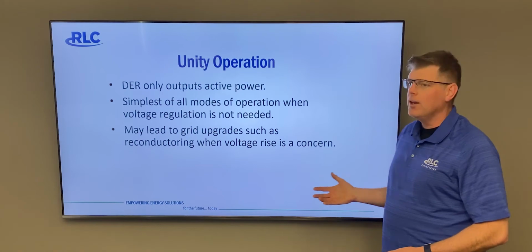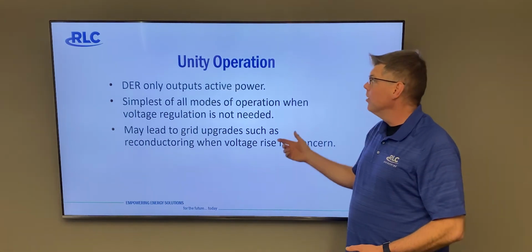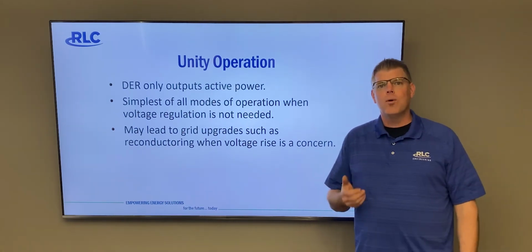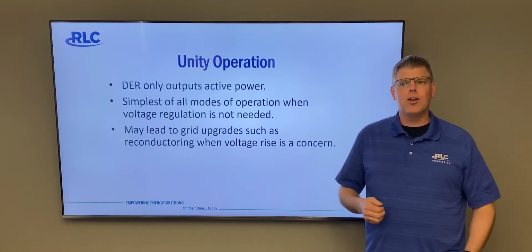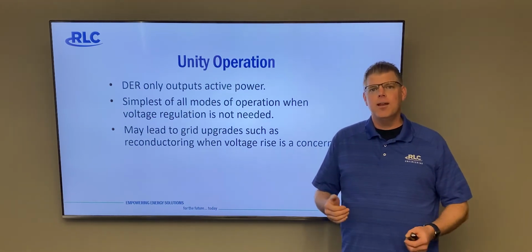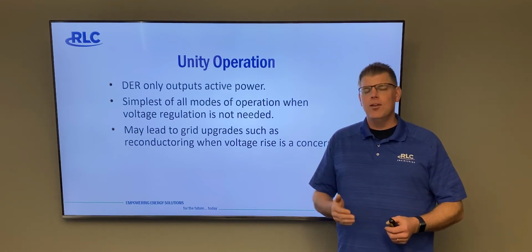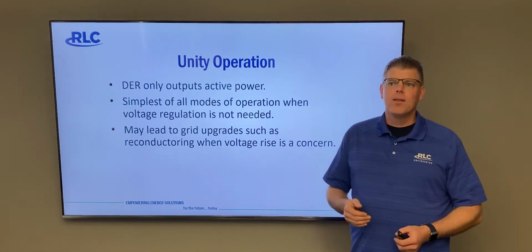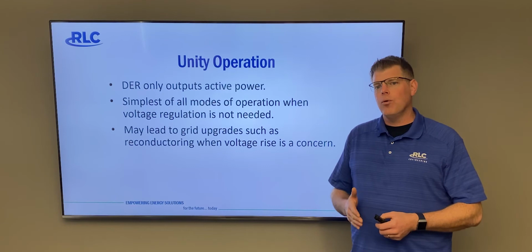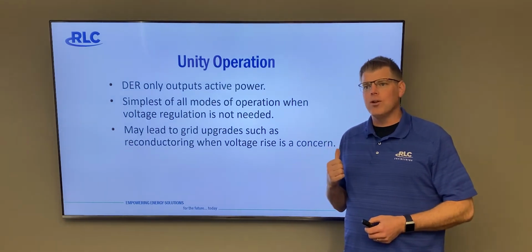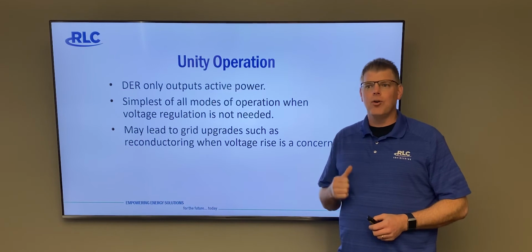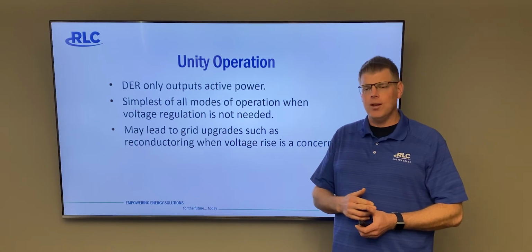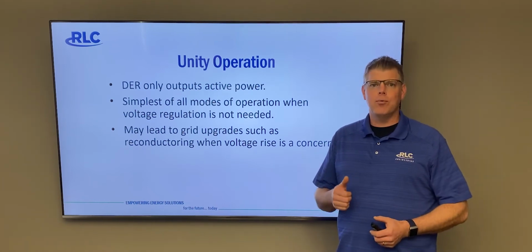The default setting on a DER inverter-based generation is unity operation. This is the simplest form of all generation. What happens with unity operation is it only outputs active power, that is, only outputting kW. And this is fine, seeing that there's no high voltages seen during minimum load conditions. However, when over voltages are seen in unity operation, the only way to mitigate that using unity operation is to either change LTC and voltage regulator settings, or to upgrade or reconductor the feeder.